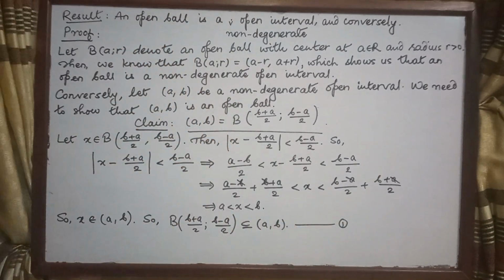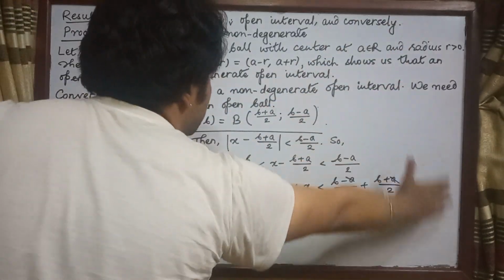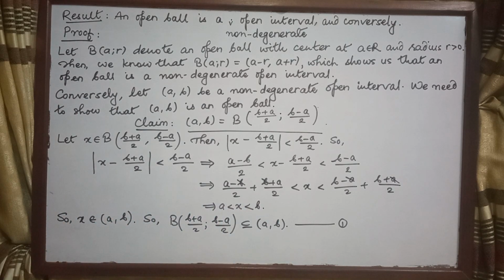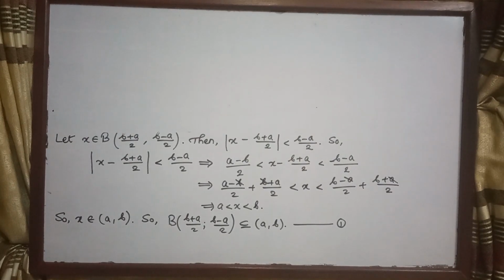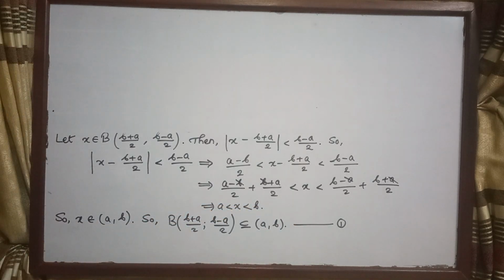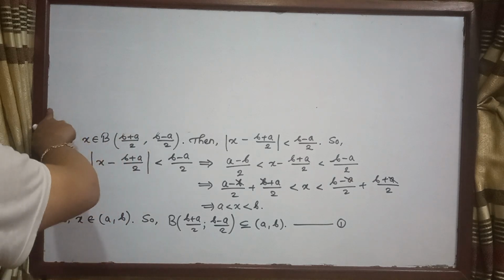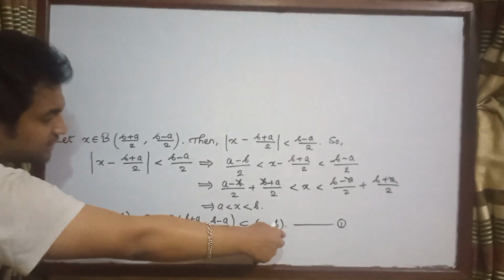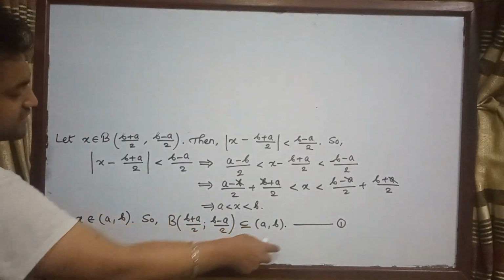Now let me mark this as 1. My writing may not be too formal, all right? I'll try to keep my writing of the proof as formal as possible, but it may not be formal at all. Okay, now let me just clear the upper part of the board. Now for the other part, we have proven this part. Now we need to prove this part. We're going to prove that this is a subset of this.